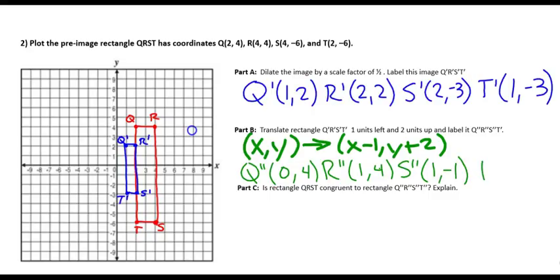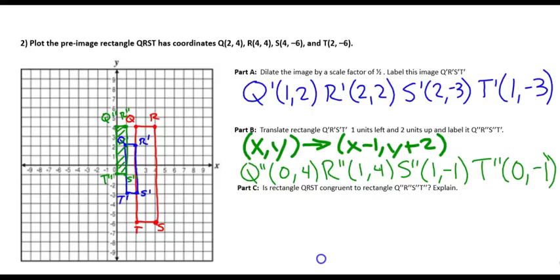Then our T double prime, again, 1 minus 1 is 0, and -3 plus 2 is -1. So these are our QRST double prime points. Now I'm going to go ahead and plot those. So you can see my QRST over here. It's this green one right here. That is where the final image is.